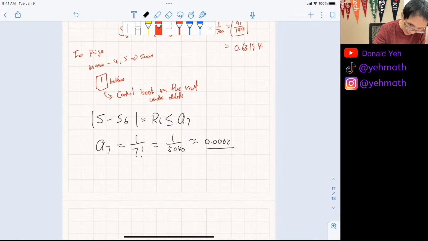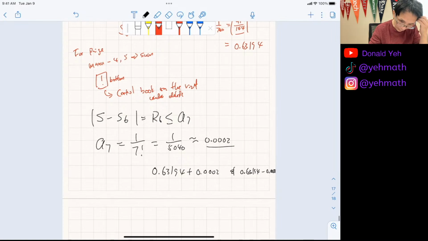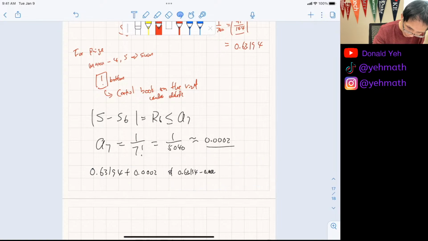So what your sum will end up being is 0.63194 plus 0.0002 and 0.63194 minus 0.0002. You can think of it as plus or minus, but I want to tell you the sum is between those two numbers. The sum is between those two numbers.